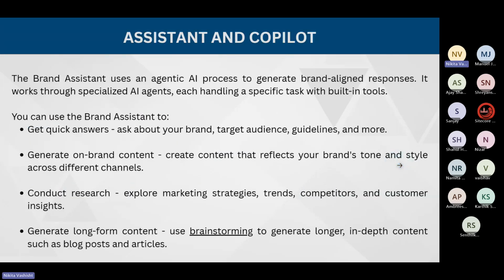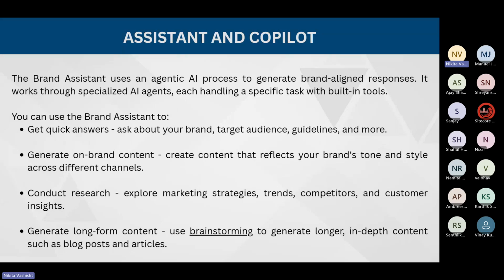Now, let's understand what brand assistance and copilot are. Brand assistance basically uses AI processes to generate brand aligned responses. There are specialized AI agents that work for brand assistance. Let's say you have given a prompt, or you want a long format or in-depth answer. We have different options, like the brainstorming option in our brand assistance chat, where we can ask Sitecore Stream to generate in-depth content answers. All of this will be easily generated through AI.